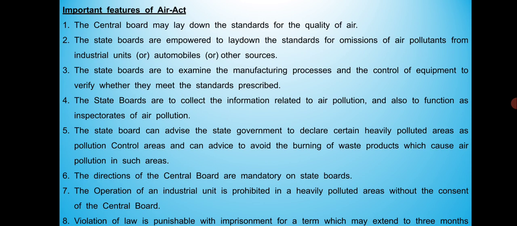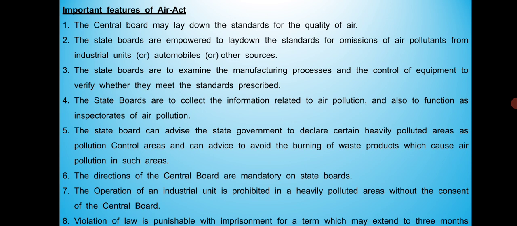Important features of the Air Act. The Central Board may lay down the standard for the quality of air. The State Boards are empowered to lay down the standards for emissions of air pollutants from industrial units, automobiles and other sources. The State Boards are to examine the manufacturing processes and the control equipment to verify whether they meet the standard prescribed. The State Boards are to collect the information related to air pollution and also to function as inspectorates of air pollution.